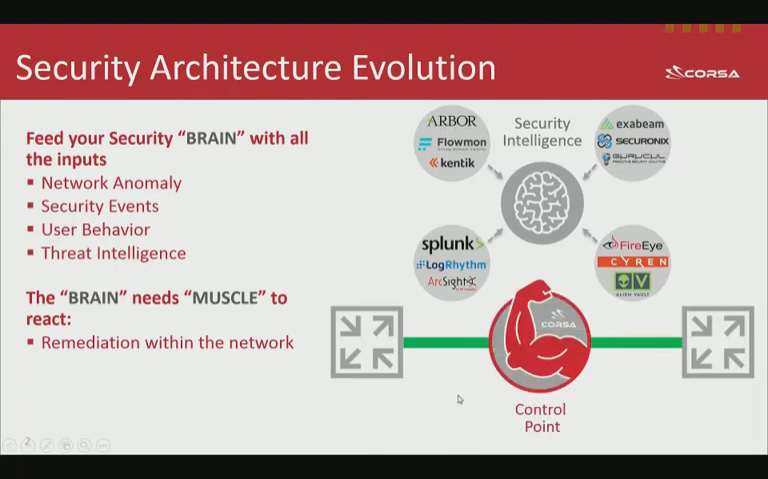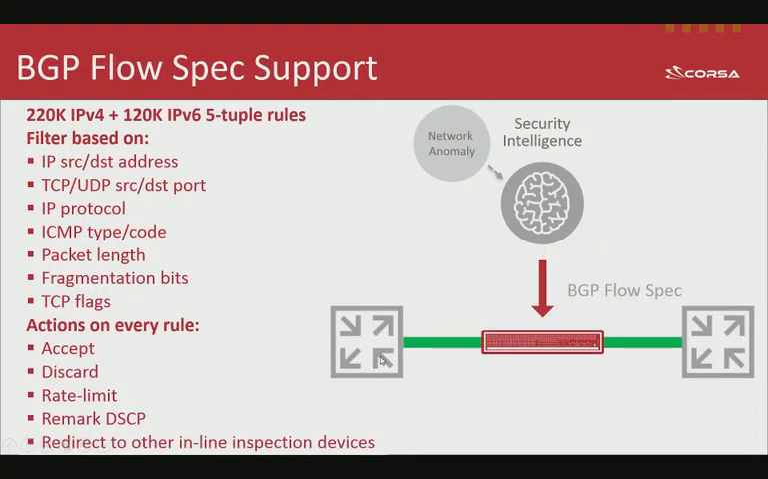This is where NSE 7000 comes in. We like to call it the muscle. It is the fastest security device on the market that will never compromise your network uptime or performance. And it gives your security brain the ability to react within the network in real time. NSE fully supports the BGP Flow Spec standard, and you can configure hundreds of thousands of rules to match on every possible header field as defined by the RFC. NSE supports the following actions on every single rule: accept, discard, rate limit, remark DSCP, and redirect to another inline inspection device.